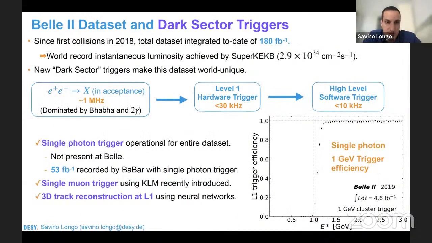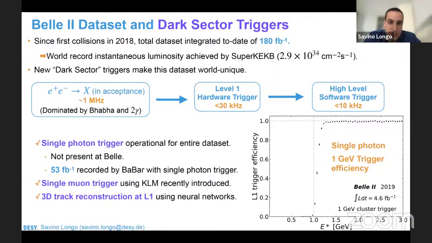Now, our first collisions came in 2018, and since then, we've integrated a total data set of just over 180 inverse femtobarns. This was achieved in such a short time by operating at world record instantaneous luminosity. SuperKEKB currently holds the world record for instantaneous luminosity at 2.9 times 10 to the 34 per centimeter squared per second.